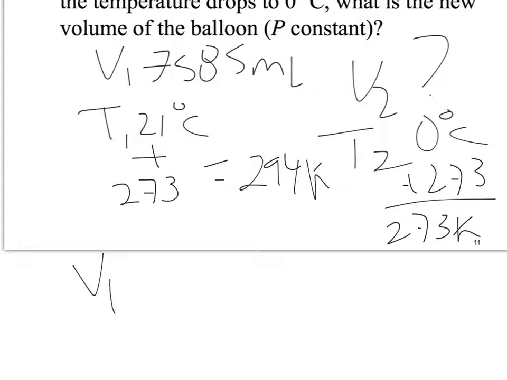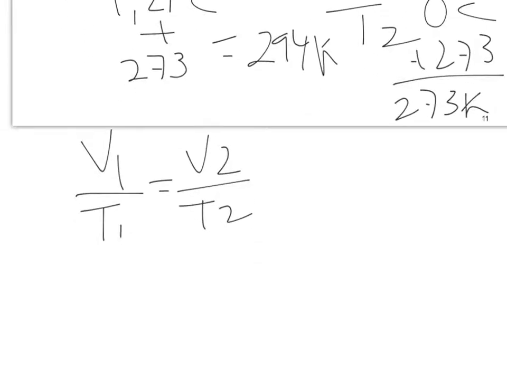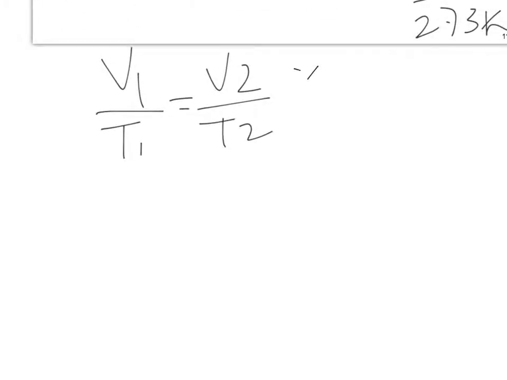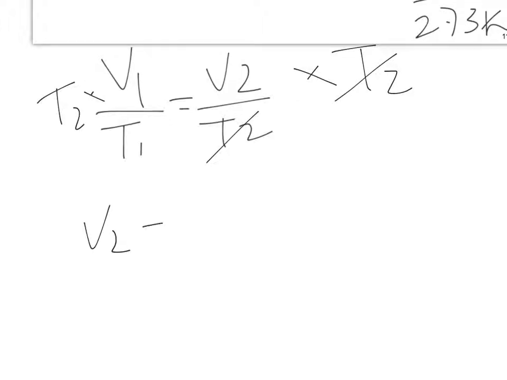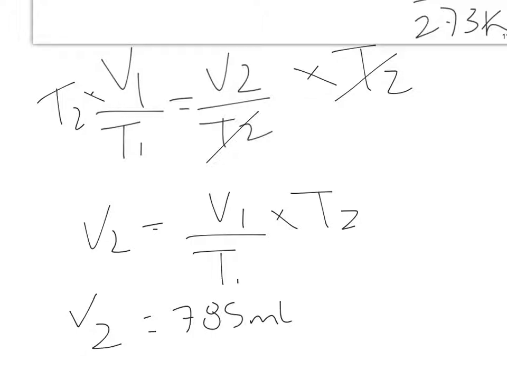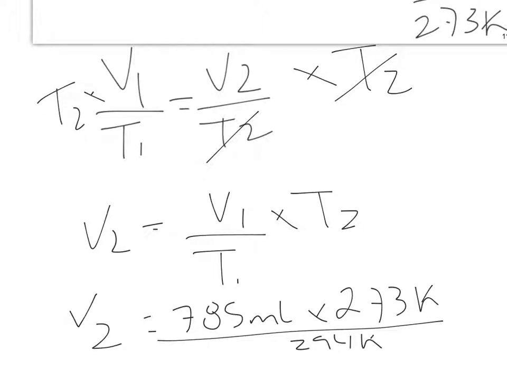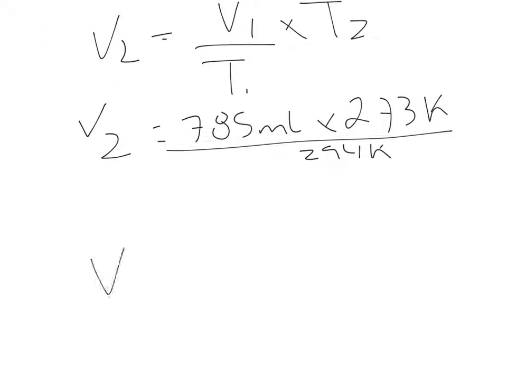So we have V1 over T1 equals V2 over T2. What we're going to do, we solve for V2 by multiplying by T2. They cancel out, so V2 is equal to V1 over T1 times T2. And we substitute. V1 is 785 milliliters, T2 is 273, and T1 was 294 Kelvin. We do the calculations and we end up with V2 equals 729 milliliters.